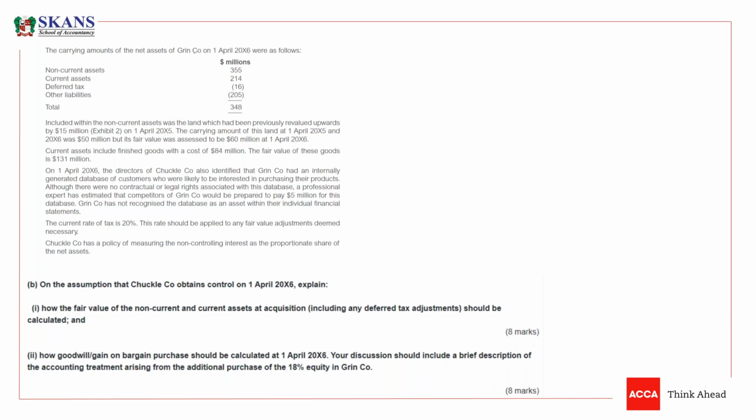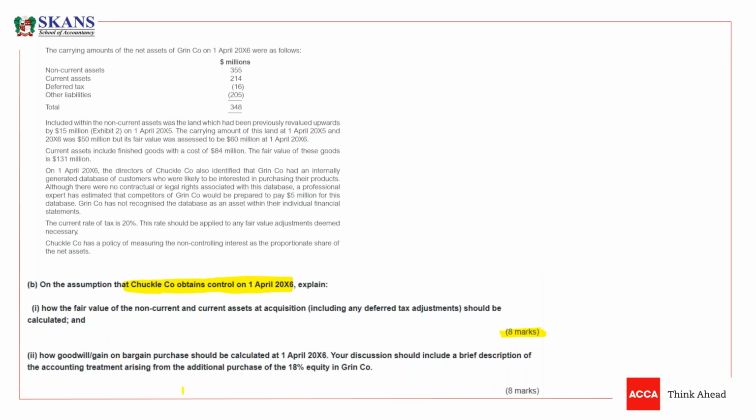The carrying value of net assets of Green company on 1st April X6 was as follows. We need to calculate net assets. The first requirement is: on the assumption that C company obtains control on 1st April X6, assume that C company has acquired control of Green company on 1st April. Explain how the fair value of non-current and current assets at acquisition, including any deferred tax adjustment, should be calculated. So 8 marks are there. We need to calculate and we need to explain as well.